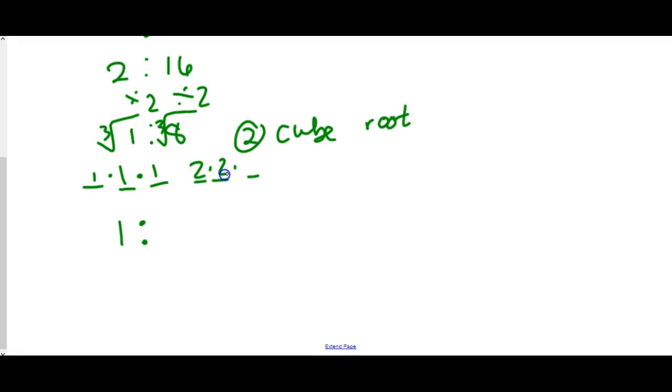2 times 2 times 2 is 8. So the cube root of 8 is 2. This is our similarity ratio. If that's all they wanted, then we could stop here.